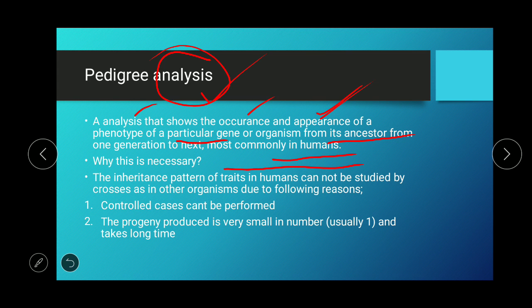Then one question arises: why is this necessary? This is necessary because in humans, unlike plants, we can't do the test cross, back cross, etc. So controlled crosses cannot be performed, and the inheritance pattern of traits in humans cannot be studied by crosses. Also, the progeny produced is very small in number. In Drosophila or bacteria, one mating will give you a number of offspring, but here usually only one is produced, and that also takes a very long time.